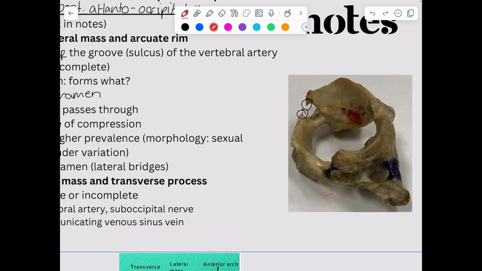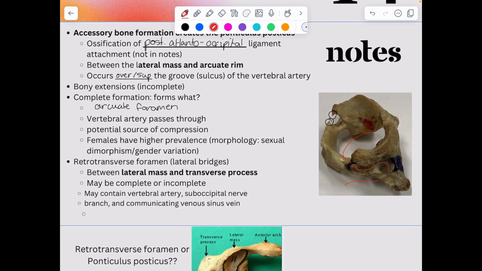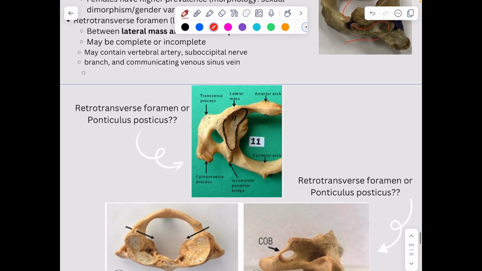But normally it goes through the transverse foramen, right? Then it's going to come back through, go through the arcuate foramen, and then up the spinal cord. So that's obviously twisting and turning like that could be a cause of compression. Then we also have a retrotransverse foramen, which is between the lateral mass and the transverse process, different than the arcuate foramen, which goes to the arcuate rim. So remember, those are different. It may be complete or incomplete, and it can contain the vertebral artery, suboccipital nerve branch, and the communicating venous sinus vein.